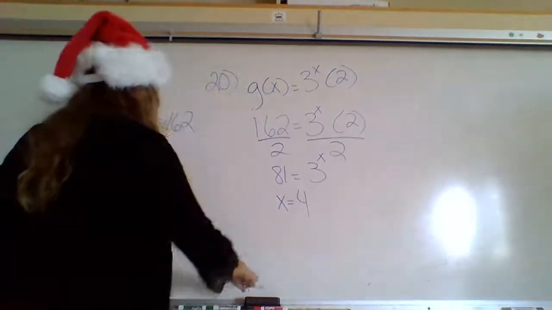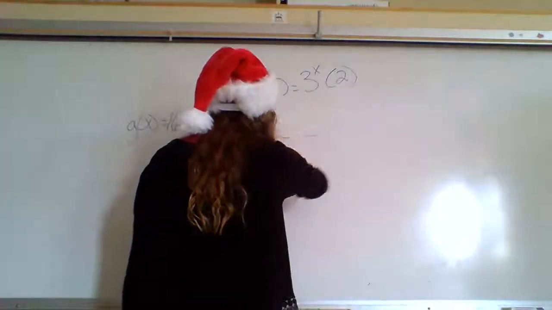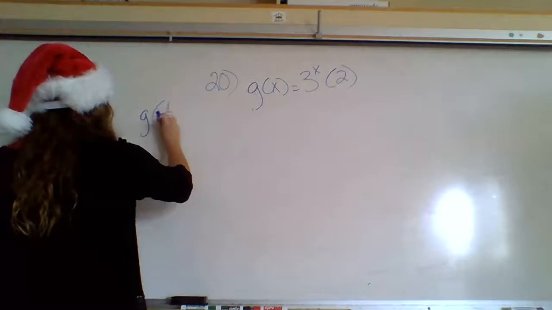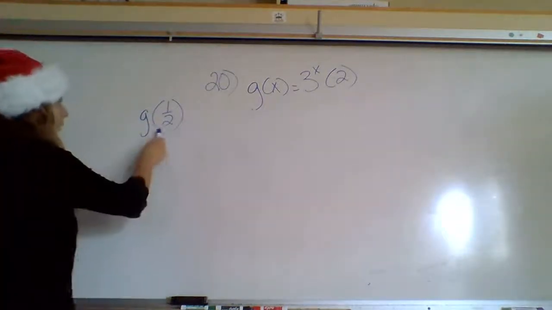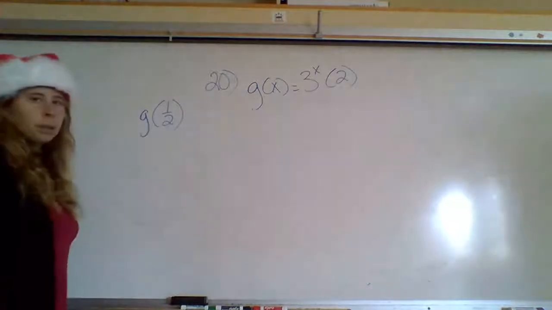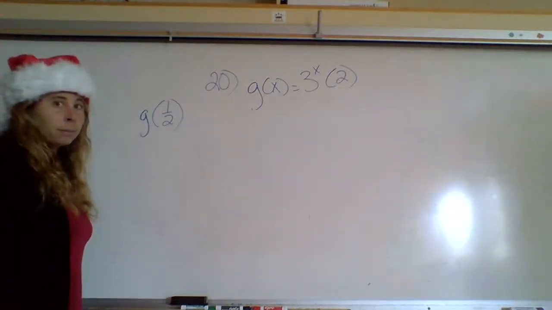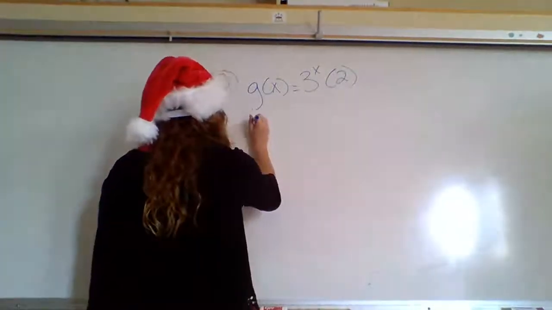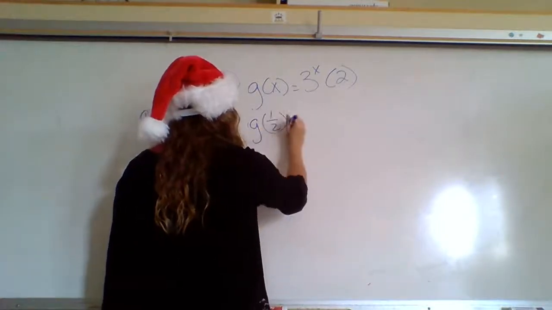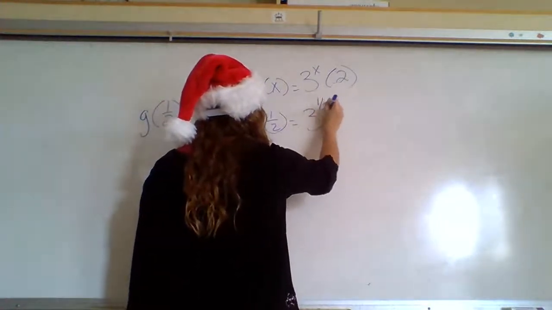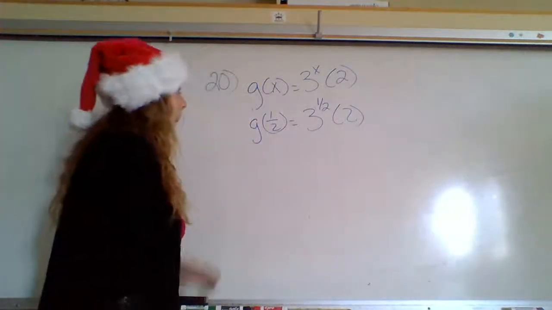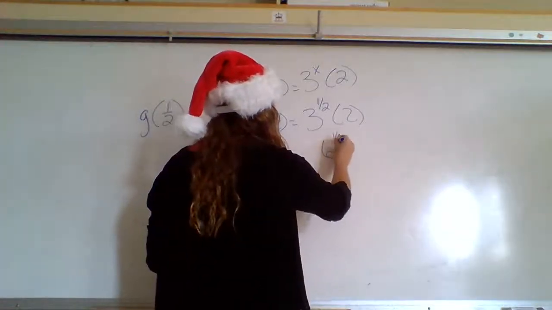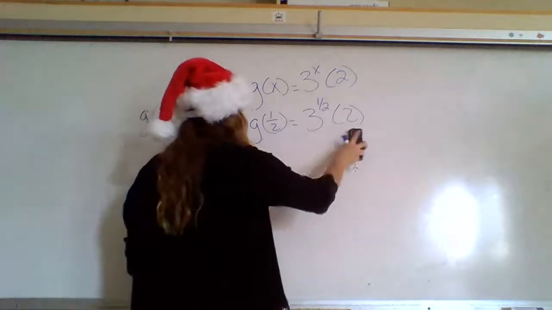Okay, the last one they have is 1/2. So hold on. G of 1/2. So are we going to substitute 1/2 in for g of x or for x? For x. So g of 1/2 is 3 to the 1/2 times 2. You cannot multiply these together and get 6 to the 1/2. You cannot do that. You have to do exponents first.